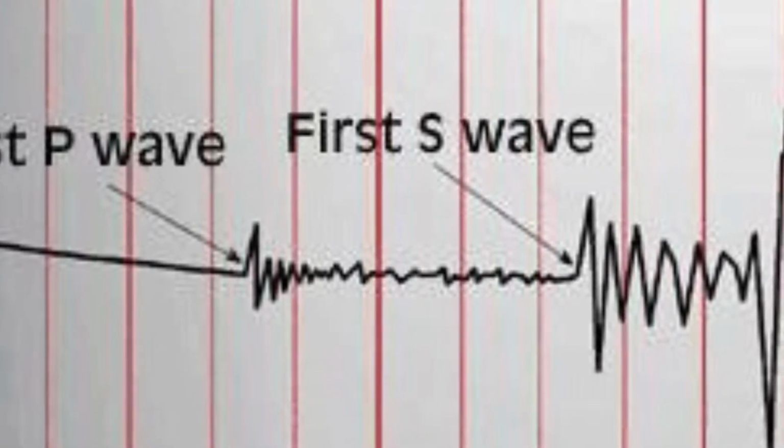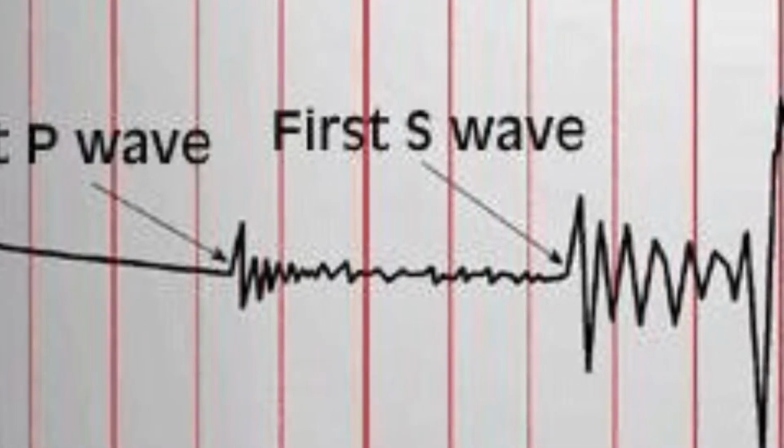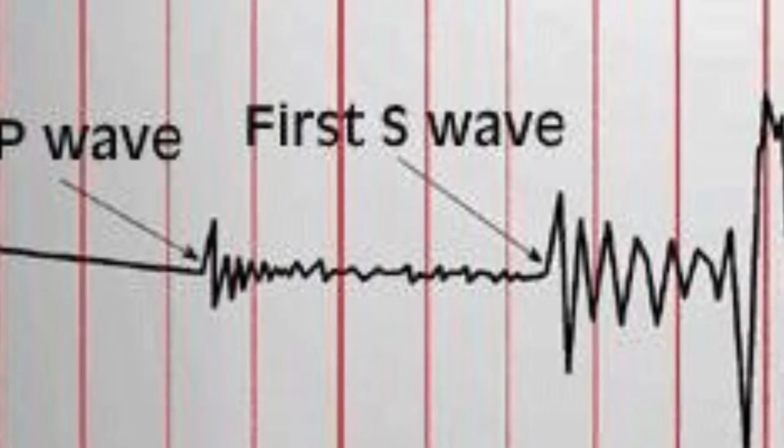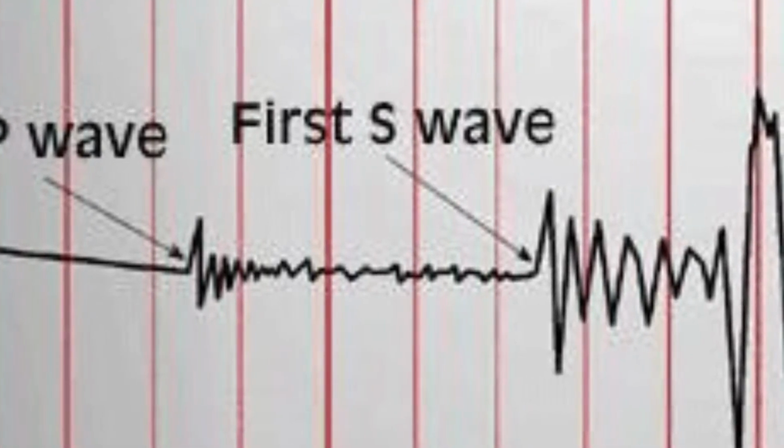The S waves are the second waves you feel in an earthquake. An S wave is slower than a P wave and can only move through solid rock, not through any liquid medium.